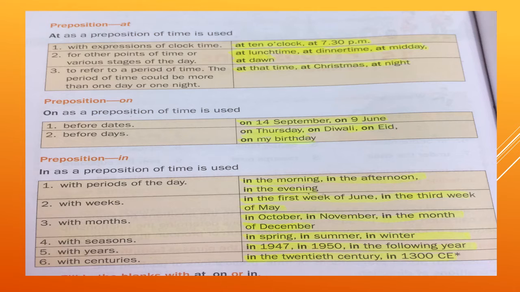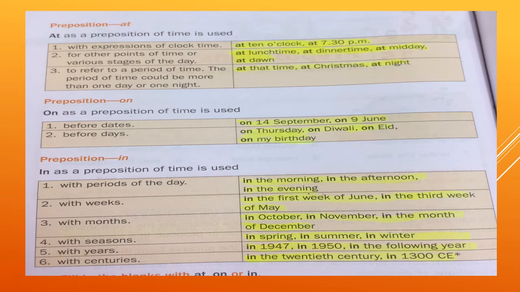Okay, now let's go for the third one, that is the preposition in. Okay, so the first example is with periods of the day. Like we say in the morning, in the afternoon, in the evening. Where do we use in? Like when we talk about the time of day, like we go to school in the morning, right? So in the morning, in the afternoon, in the evening, we use this only then.